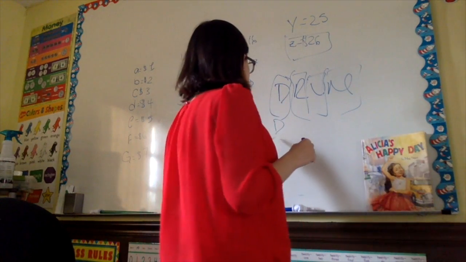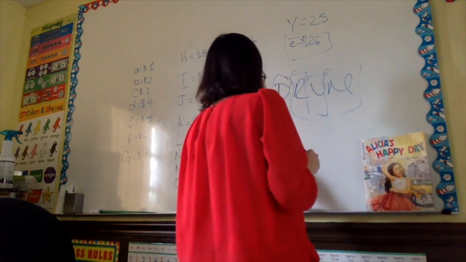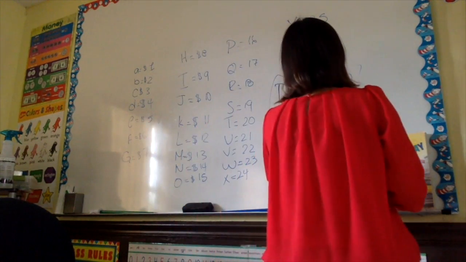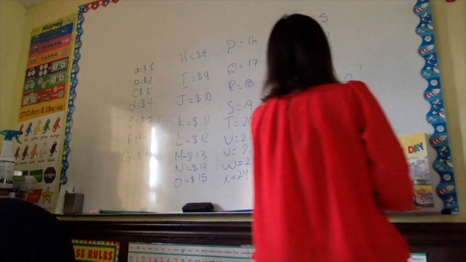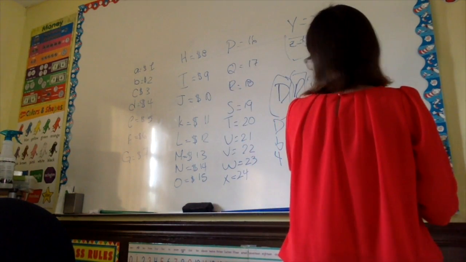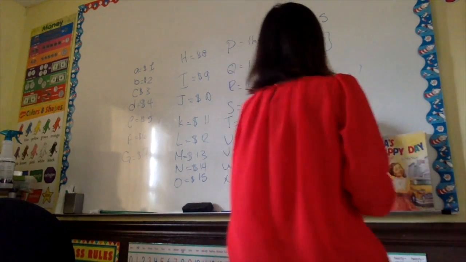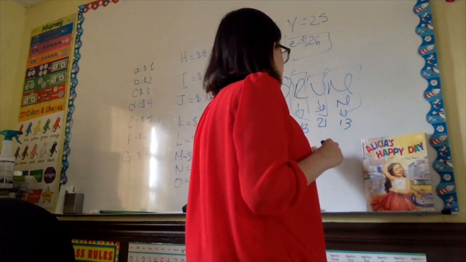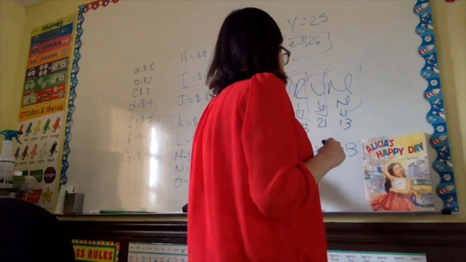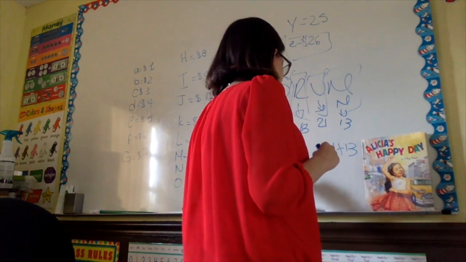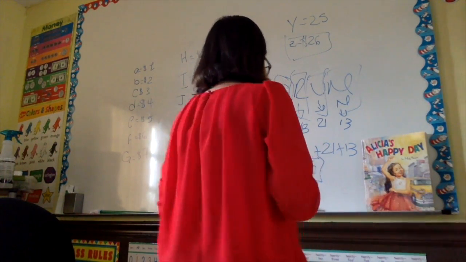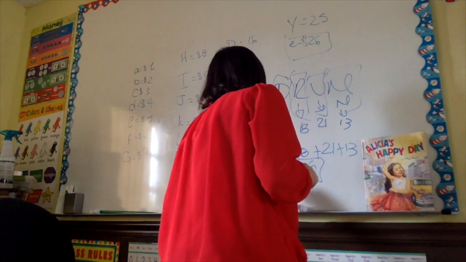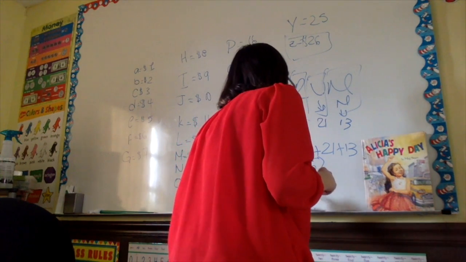So for instance, D will have the value of $4. R will have the value of $18. U will have the value of $21. And N will have the value of $13. So when you add 4 plus 18 plus 21 plus 13, it should give the students a value of $56. So what they will need to write down in their worksheet is that the drum is valued at $56.